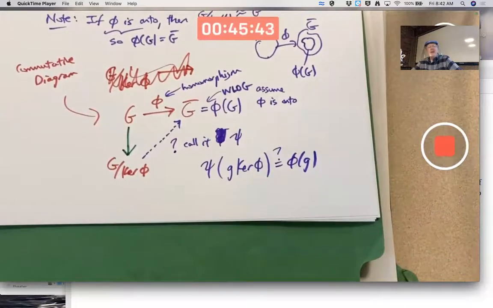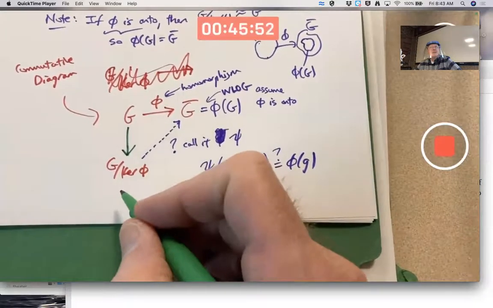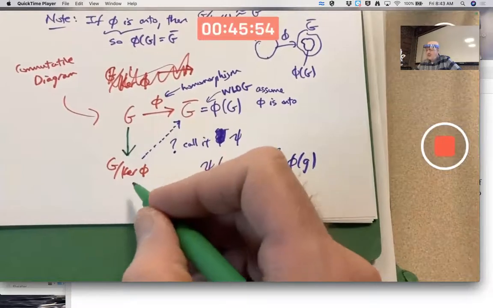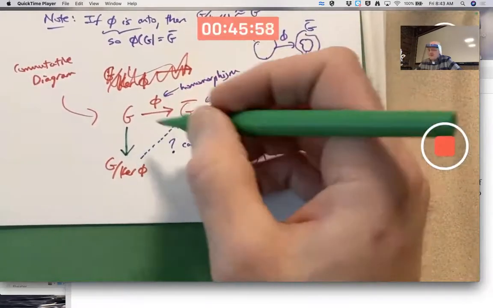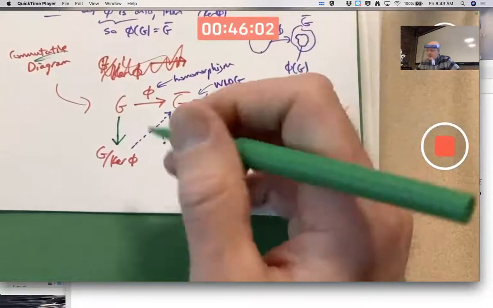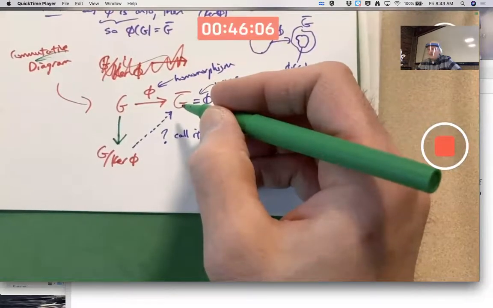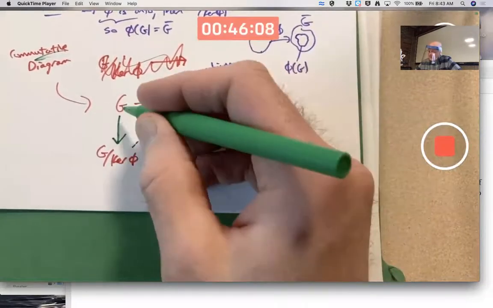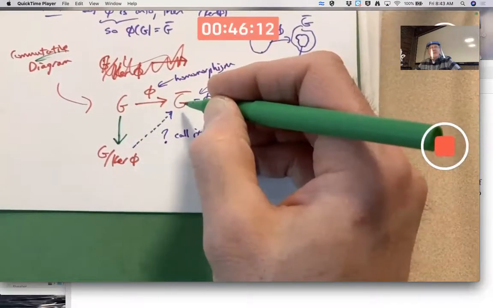There's another mapping to add to this diagram. From G to G mod the kernel of phi, the factor group of G by the kernel of phi, that will help this diagram commute in the sense that it won't matter what direction you go from G to G bar here, you get the same thing. If you apply phi, or if you go down to the factor group and then over here, you're going to end up with the same element.